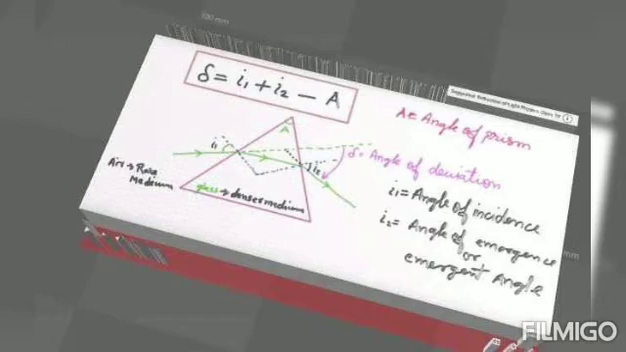For an equilateral triangle, it is 60 degrees. And the deviation, which I already showed you in the previous slide, is D, and here instead of D they have taken delta. So this is the relation, you have to always keep it in mind. Now I am coming to the next picture.